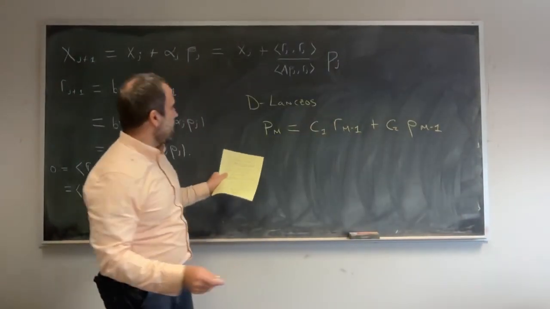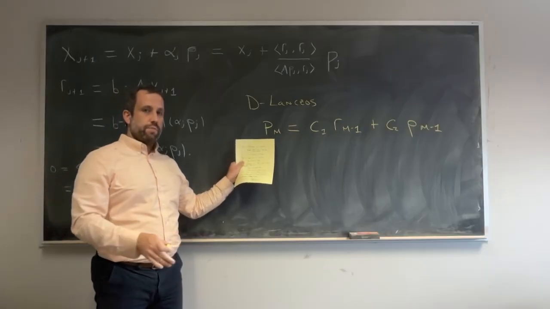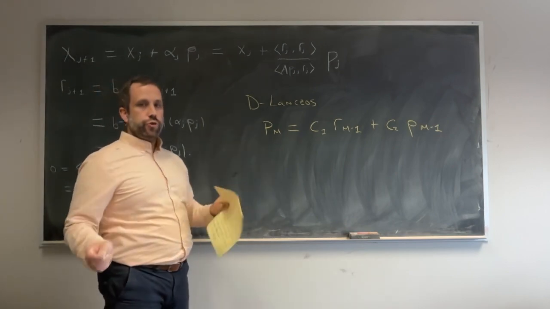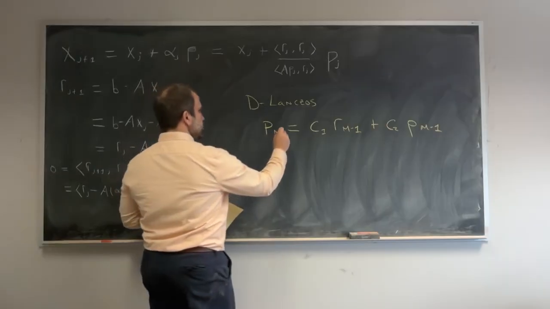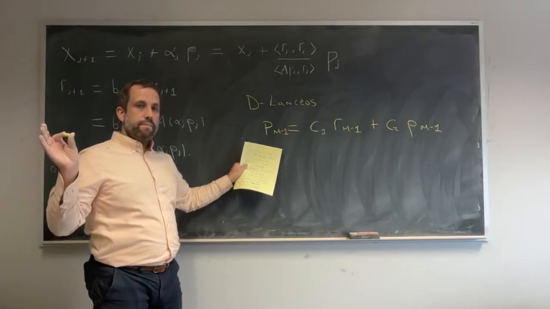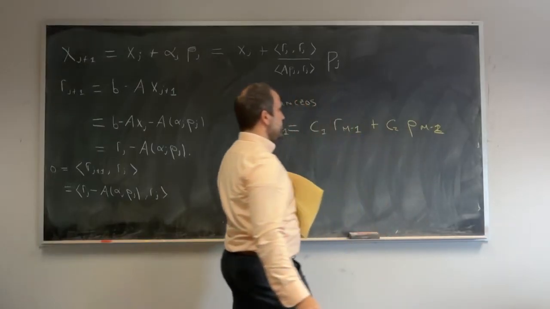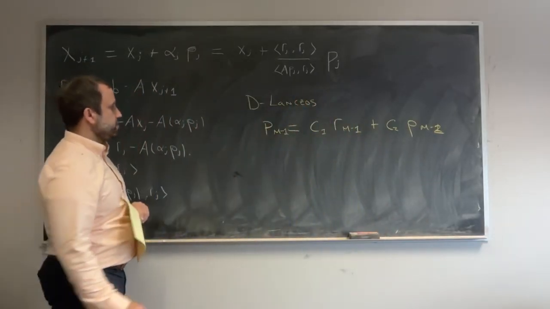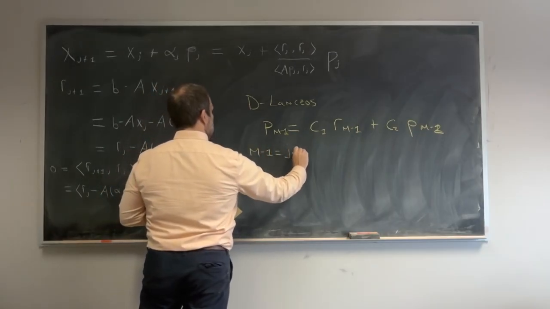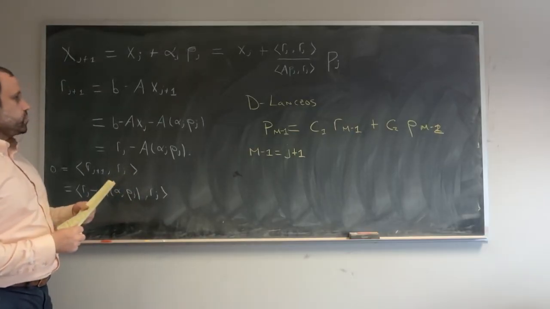But in the context of the conjugate gradient, p_m brings us from the mth approximation to the m plus 1th approximation. So to convert the D-Lanczos indices to the conjugate gradient indices, I need to write this as p_{m-1}, because p_{m-1} is what would take us from x_{m-1} to x_m. And so this is going to be p_{m-2}. So if I apply this in the case where m minus 1 is equal to j plus 1, I think that's going to be the convenient thing to use.